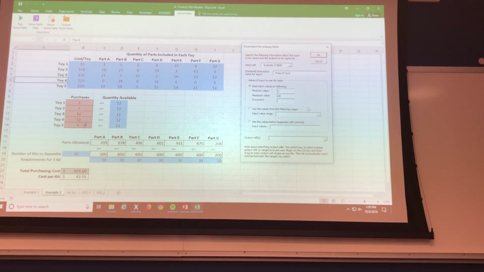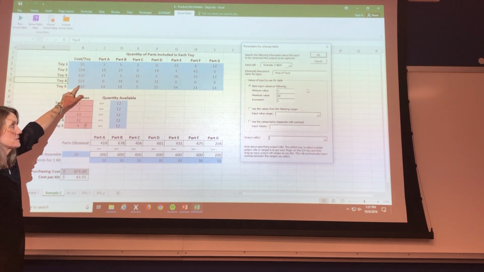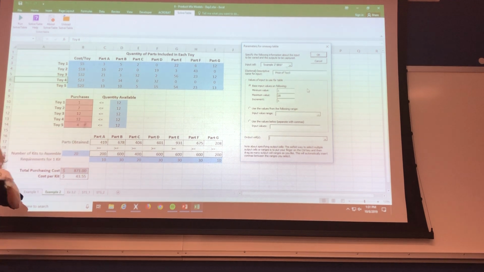What could you put in as increments? You start putting 10 cents, 25 cents, you're gonna get a really big table, and it may take a long time for this to run. So I'm just gonna put $1 increments. I'm gonna have it vary the price of toy 5, B7, from 1 to 20 in increments of 1.